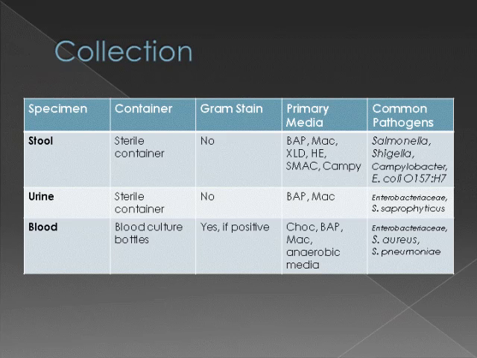Blood is collected into blood culture bottles. It is very important when you're collecting a blood culture specimen to maintain aseptic technique because you can get the normal flora from the skin contaminating the blood culture bottles. If the blood culture bottle does come up positive, it is gram stained, and then it is plated to chocolate, blood agar, MacConkey, and anaerobic media. Common pathogens seen in blood include members of Enterobacteriaceae, Staph aureus, and Strep pneumoniae.